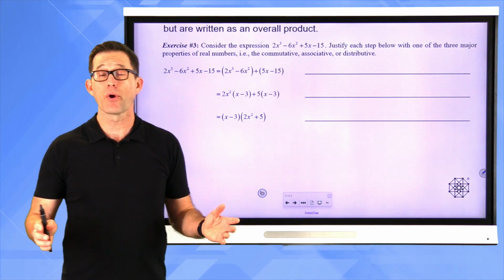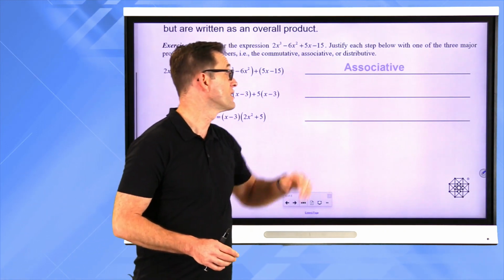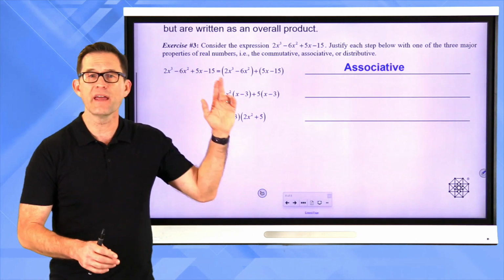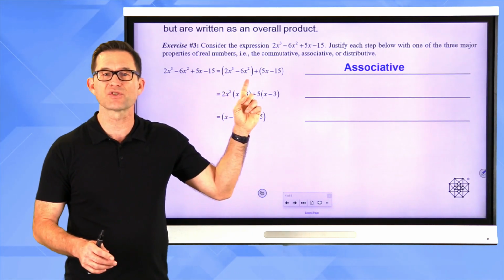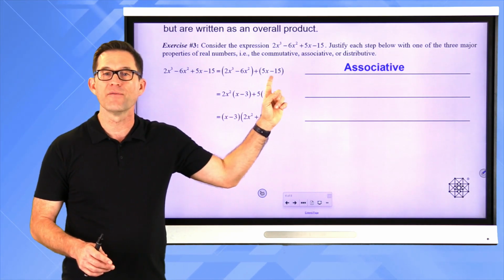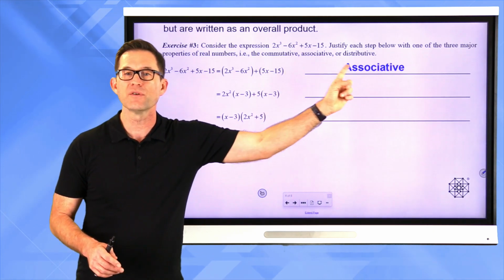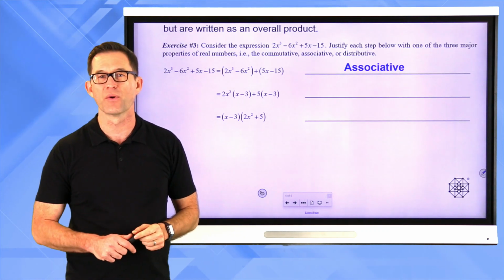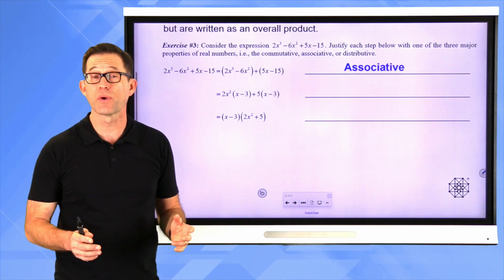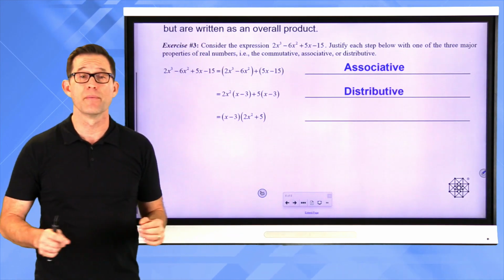All right, well, that's the property that says if you have addition going on, you can do it in any order you want, and that's what we call the associative property of addition. Now I take this and I look at my 2x cubed and my 6x squared, and I rewrite that as 2x squared times x minus 3, and I look at 5x minus 15 and I rewrite that as 5 times x minus 3. Which of those 3 properties is that? Pause the video quickly. Well, that's the distributive property. Granted, it's the distributive property run in reverse, but it is in fact the distributive property.